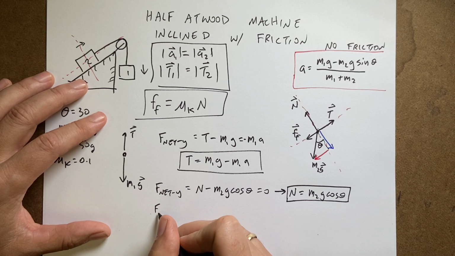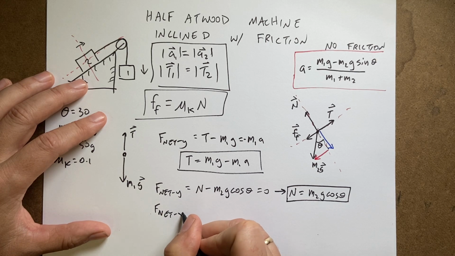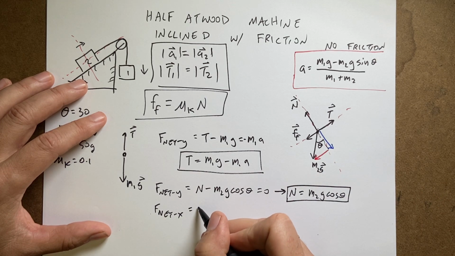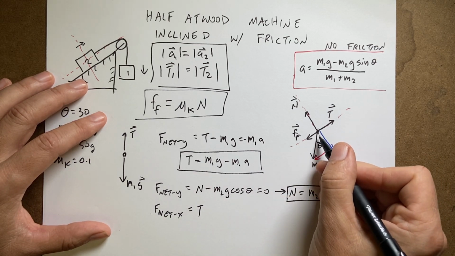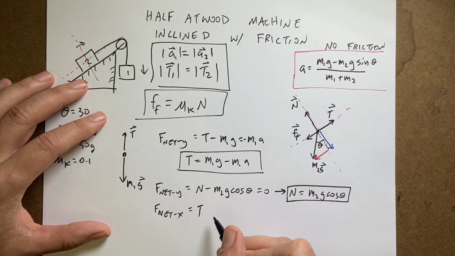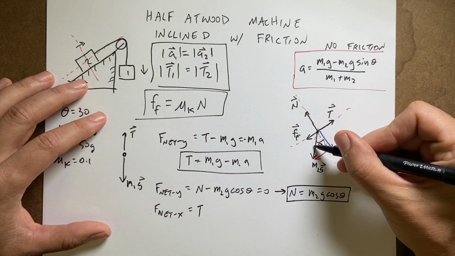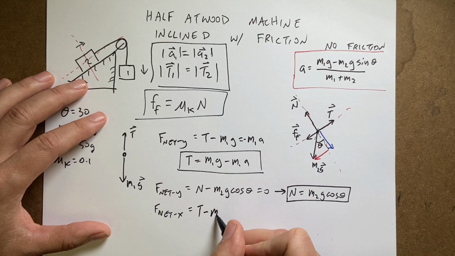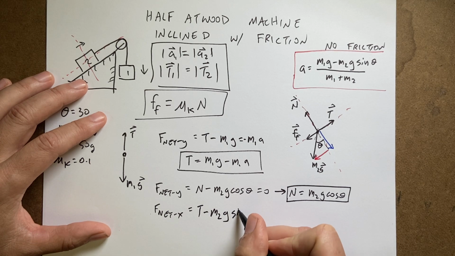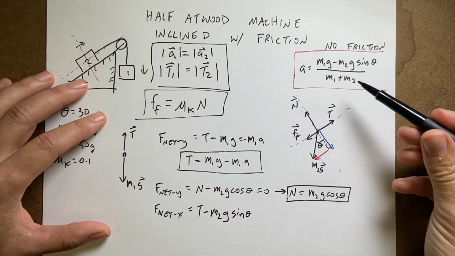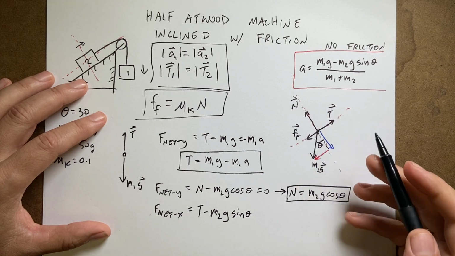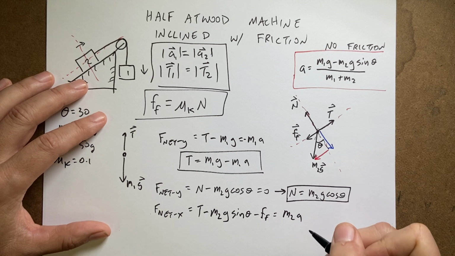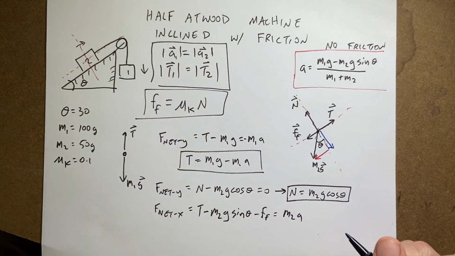Now let's look at the x direction. So in the x direction, I have actually 3 forces. I have the tension, T in the positive x direction, and then I have 2 in the negative x direction. I have this component of the gravitational force. Since this is the hypotenuse and that's the opposite side, this is going to be equal to minus m2g sine theta. And it's minus because it's in the negative x direction. And then I have this frictional force. I can put minus frictional force equals m2a, because this is accelerating up the plane, so a is in the positive x direction.